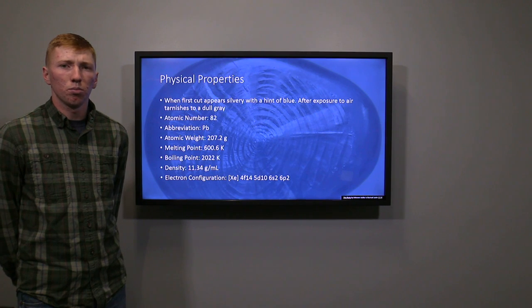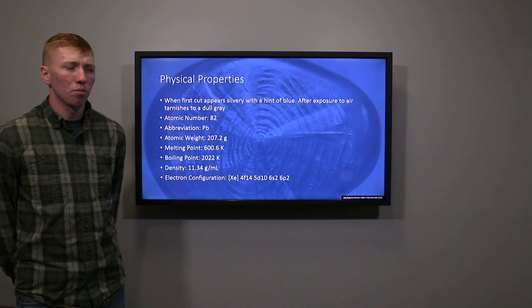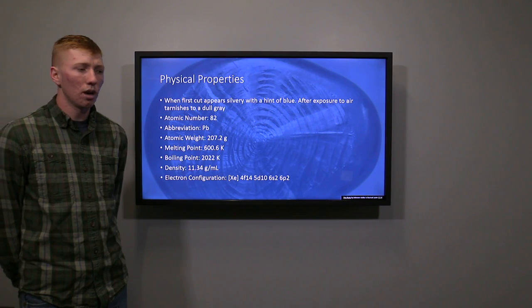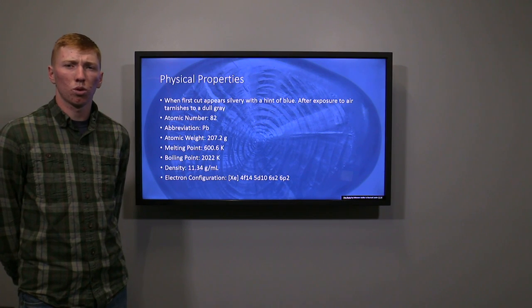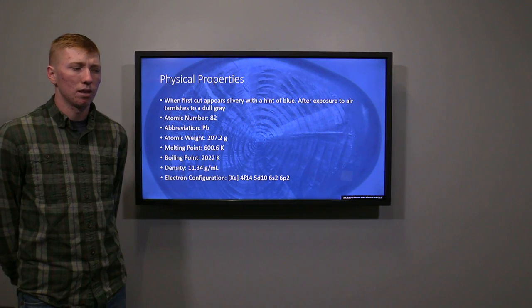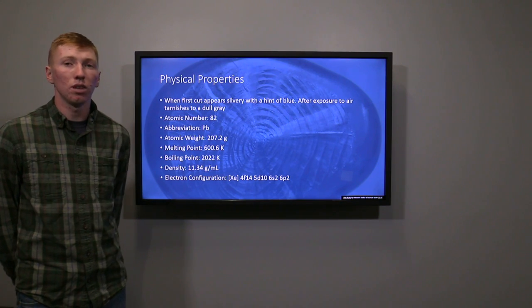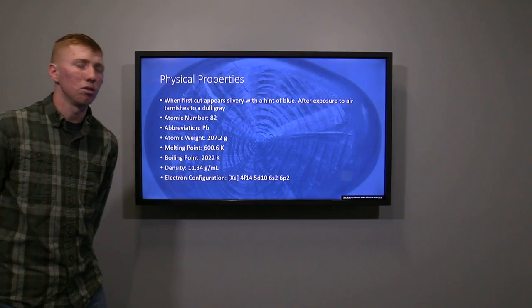Melting point of 600.6 Kelvin, and a boiling point of 2022 Kelvin. It has a density of 11.34 grams per milliliter, or grams per centimeter cubed. And its electron configuration is Xe, 4f14, 5d10, 6s2, 6p2.